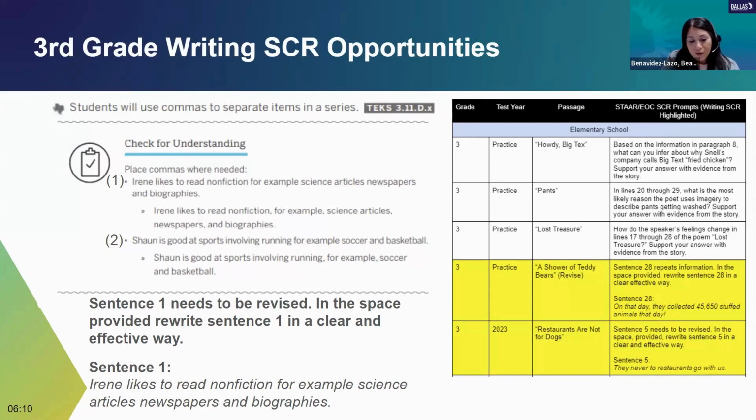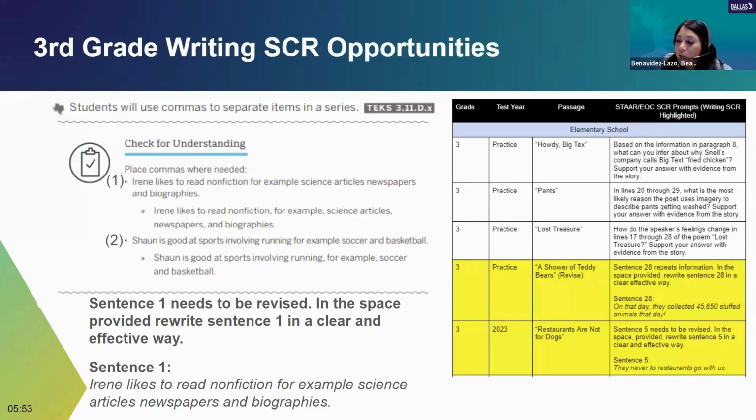Okay, so what we're going to do is let's look at a check for understanding in 3rd grade. This is from 3rd grade, Unit 9, Lesson 2. And so we see that one of the standards that will be covered is 3.11 DX, which is commas in a series. The check for understanding is on page 55 of the teacher guide.